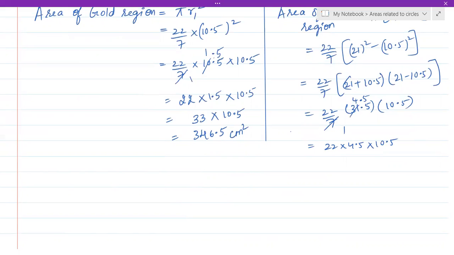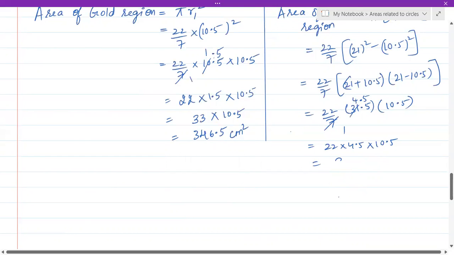Again, we'll use the distributive law, which will make the problem very easy. 4.5 can be written as 4 plus 0.5, isn't it? So 22 into 4 is 88. 22 into 0.5 is 11. So 88 plus 11 becomes 99. So if you multiply the first two numbers, you get 99 into 10.5.